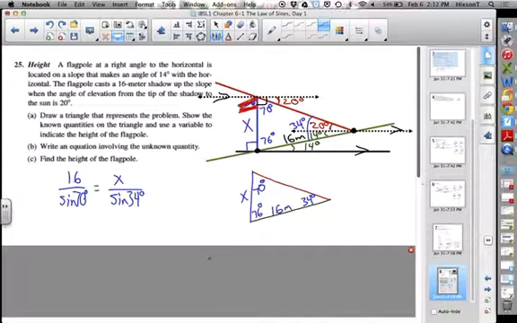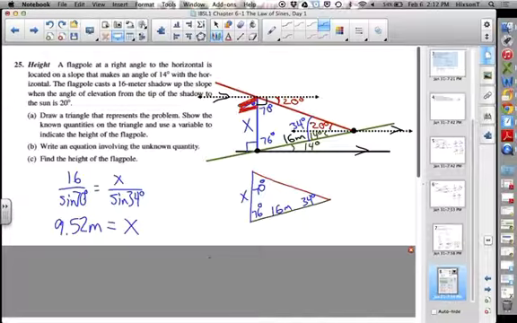Okay? And what did you end up getting? 9.52 meters is the height of our flagpole. Okay? So, kind of an interesting problem there. We've got a lot going on. But, kind of neat.